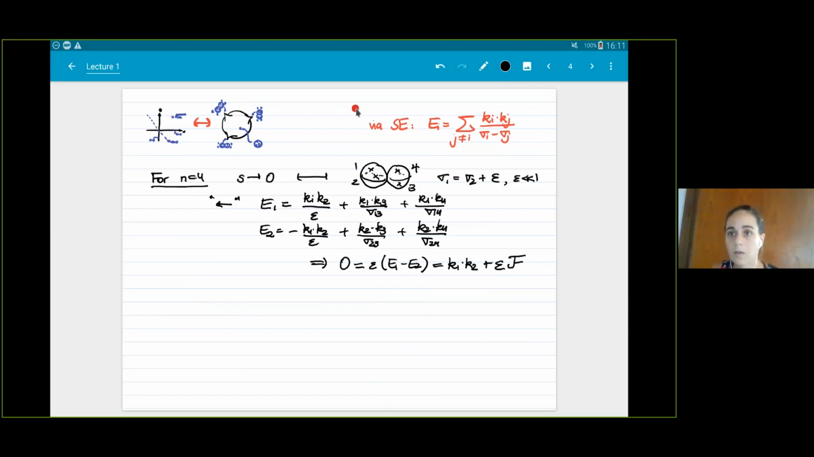The only thing we need to know about f is that it's of order 1. So it's not of order 1 over epsilon or something. Okay, so we've seen that on the boundary limit, as we approach this boundary of the moduli space, where the approach is governed by the small parameter epsilon here, the scattering equations do indeed tell us that s goes to 0. And in fact, we know that s goes to 0 at the same rate as epsilon.